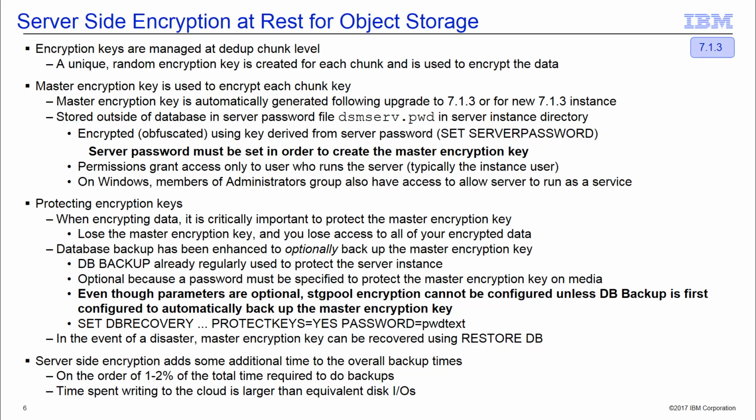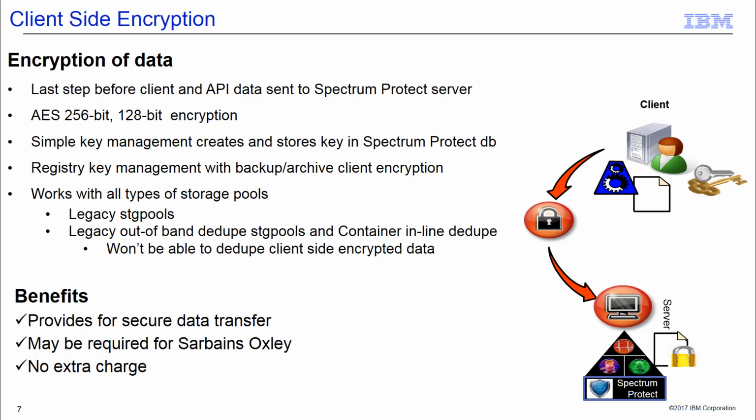That was server-side encryption, which we now support on our off-premise and on-premise cloud containers. Now we're going to look at client-side encryption. If you decide to have the clients or API encrypt the files prior to sending them across the network to the Spectrum Protect server, it is the last step before that data is sent across the network. We can utilize the AES 256 or 128-bit encryption, and then older clients do support the 96-bit encryption.